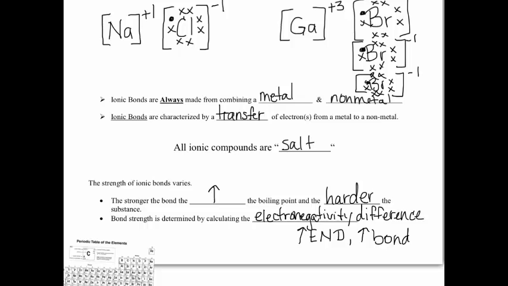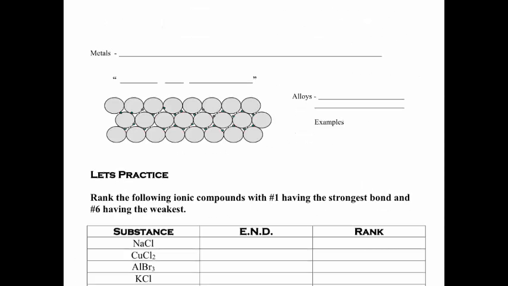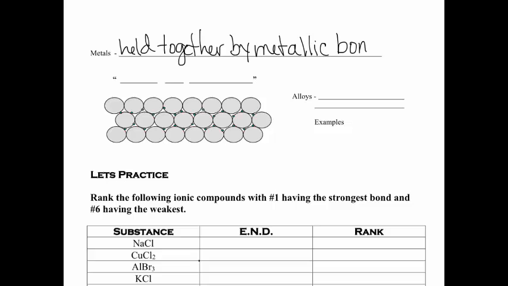All right, next page we're going to talk metallic bonds. Metals are held together by metallic bonds. So whether you have an alloy, a mixture of metals, or just a pure metal, those atoms are held together by what we call metallic bonds.